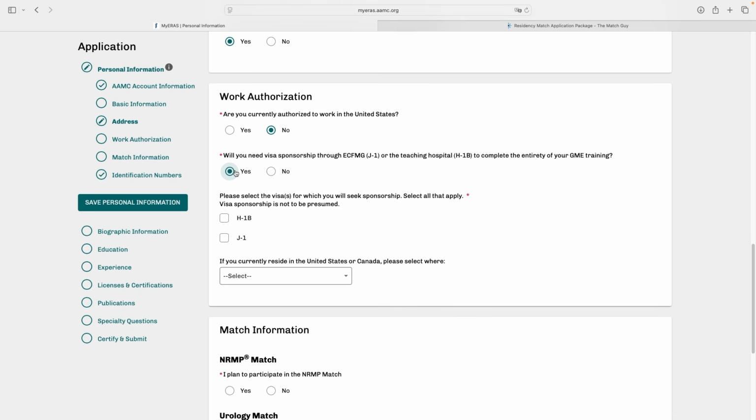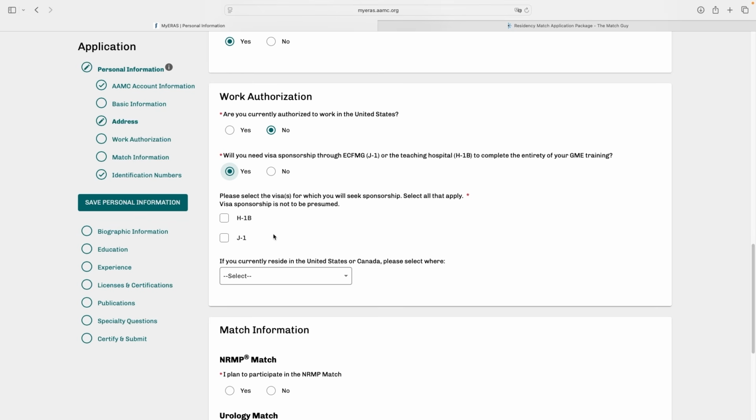If you say yes, I need a visa sponsorship, you have to tell them whether you want H1, J1, or both. And this could be used as a filter by residency programs, because some programs do not sponsor H1B visa. Most programs actually sponsor the J1. So the main limitation is the H1B visa, because this costs more. Actually, we have multiple videos about that with an immigration lawyer, and I can put the links for these videos in the description of this video. And these videos talk about the differences between H1, J1, and which one you should consider.